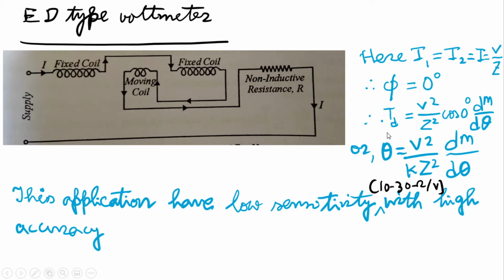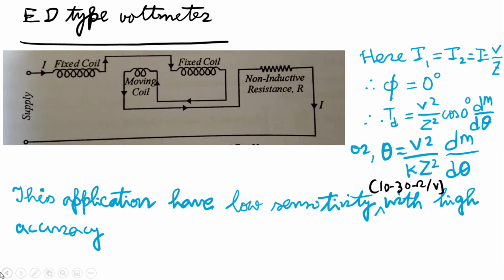Okay, so what is TD? TD equal to I1 I2. Now I1 I2 is the same, that is I, that is V by Z. So I square, that will be TD equal to V square by Z square cos 0 degree dM d theta. Or in other words, theta equal to V square divided by K Z square dM d theta. So theta is proportional to V square.